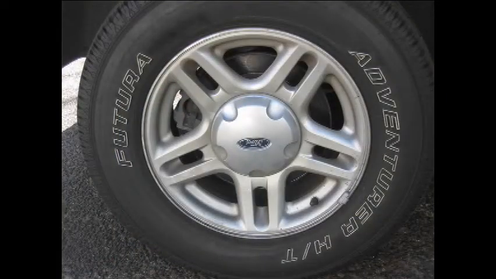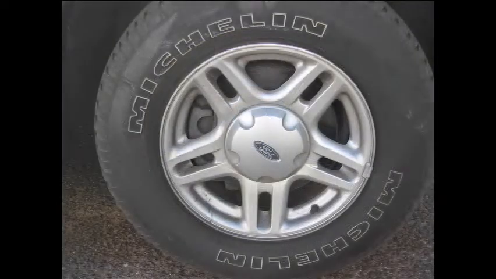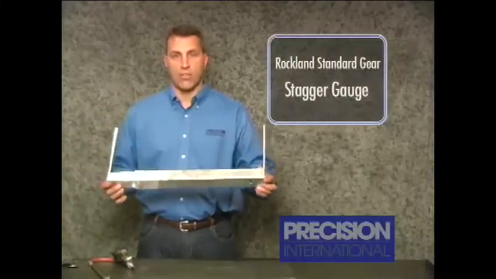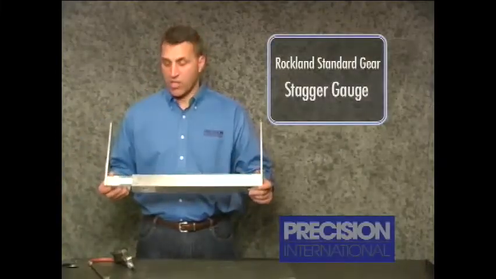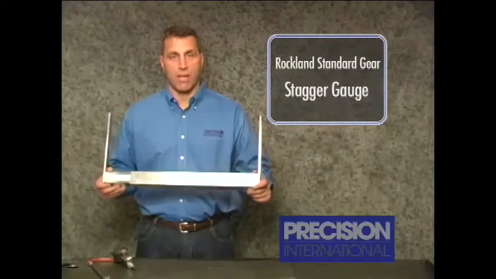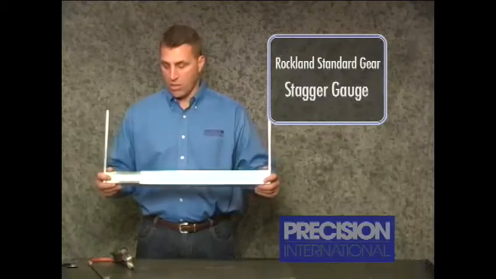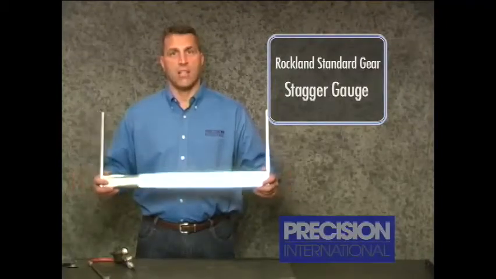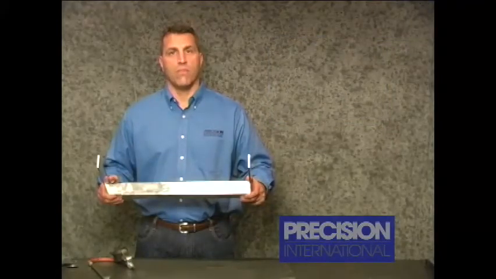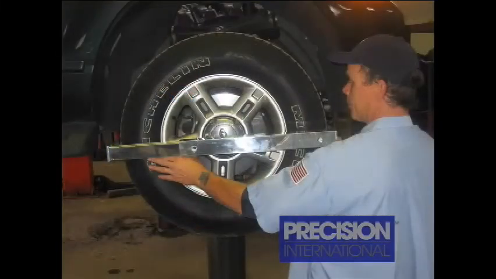People have been known to put different size tires on the car in a pinch, or different brand tires on the car in a pinch. One way to verify the dimension of the tire is to use what's called a stagger gauge. Rockland Standard Gear sells these and they're very handy to have. All my technicians in my shop use these and we have them all hanging on the wall. The gauge slides in and slides out for a quick measurement of the tires, so we can go around with the vehicle on the lift and verify the dimension of the tire.